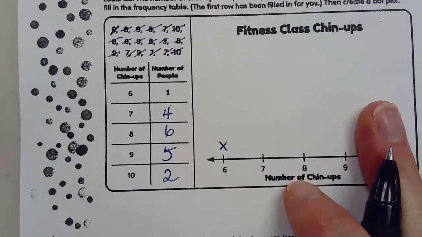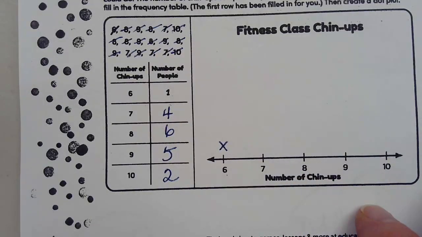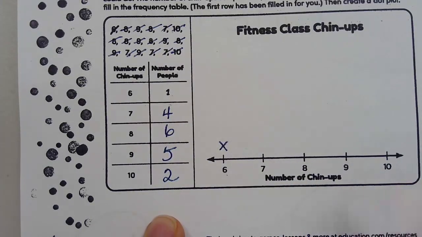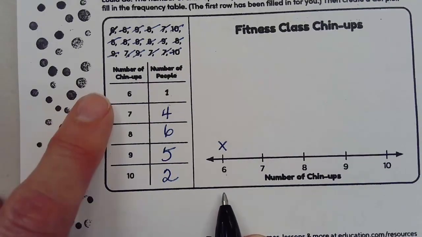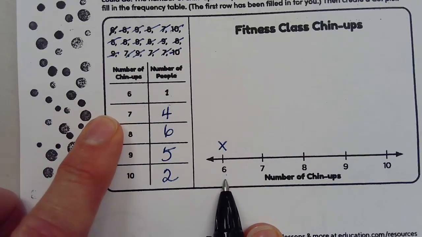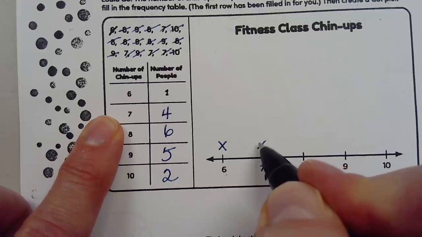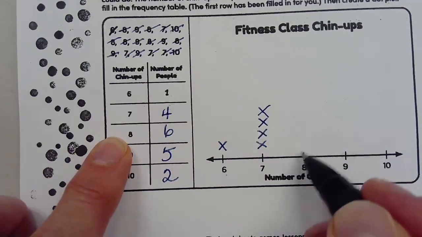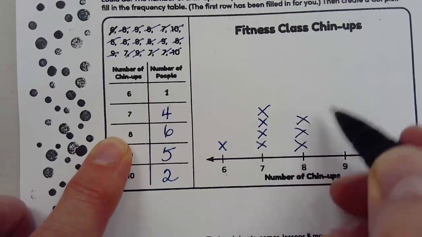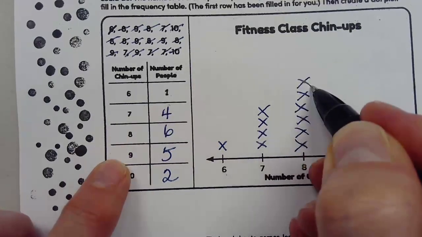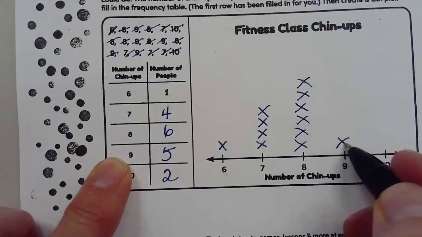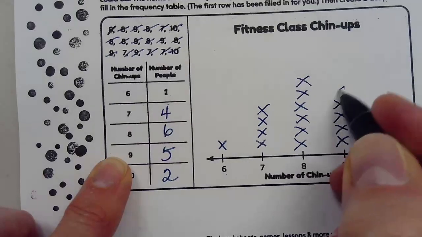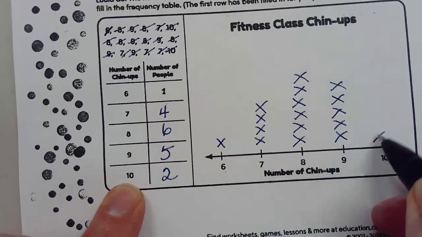See if you agree with my frequency table. If you agree with the numbers that I have, then we're going to do the line plot with X's. So I have 1 X over the 6. How many X's over the 7? 4. So 1, 2, 3, 4. Over the 8? 1, 2, 3, 4, 5, 6. Over the 9? 5. Over the 10. Okay.